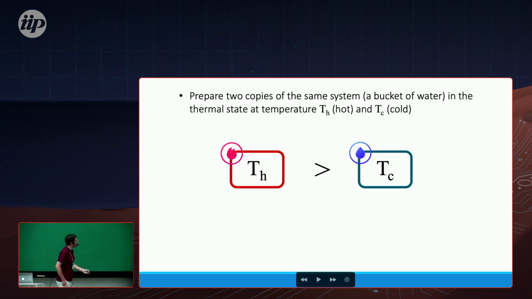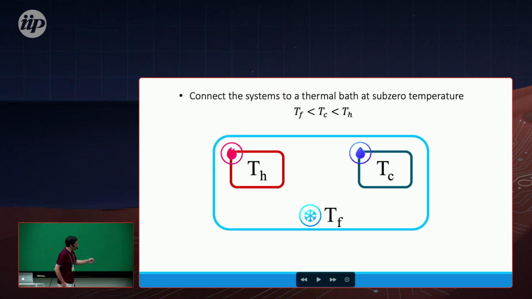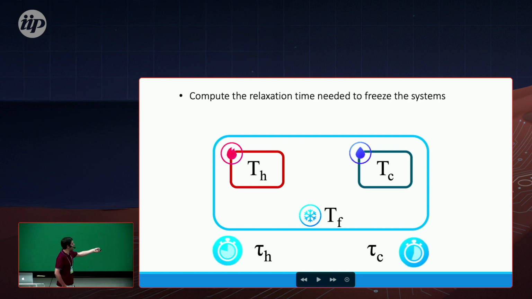And then we connect both of them to the same environment. It's a really cold environment, below 0 temperature. And what we expect is that both of them will freeze after some time. We follow this procedure and we observe the time needed for both of them to freeze, Th and Tc.